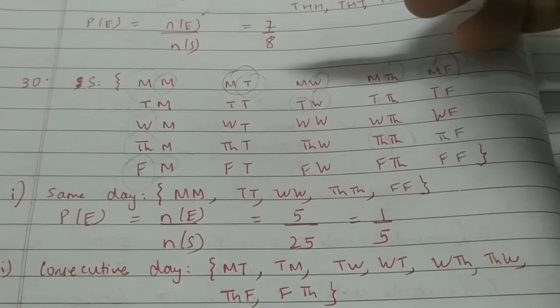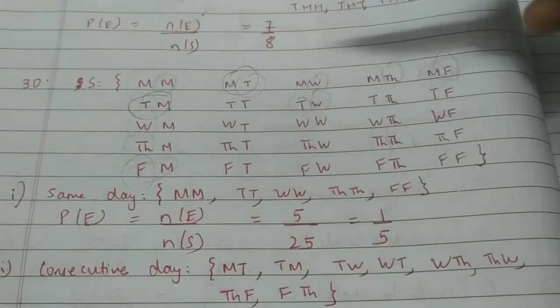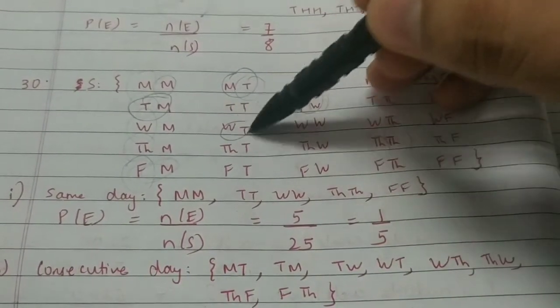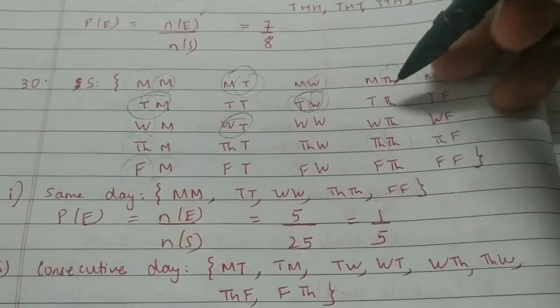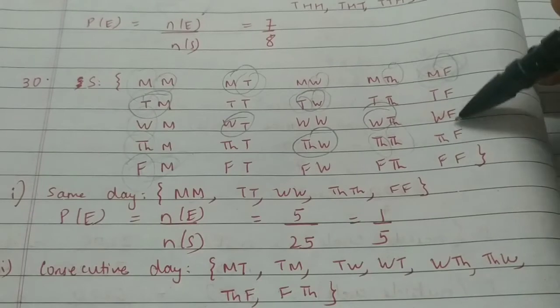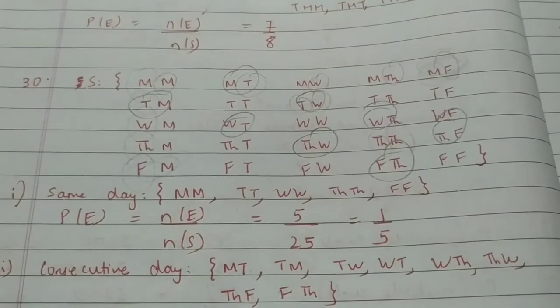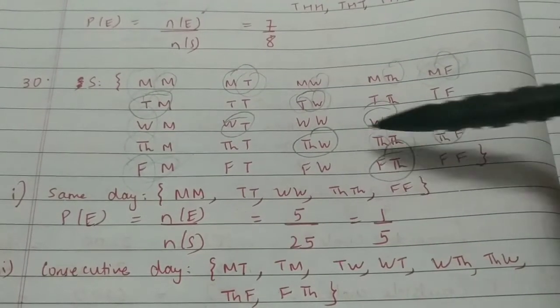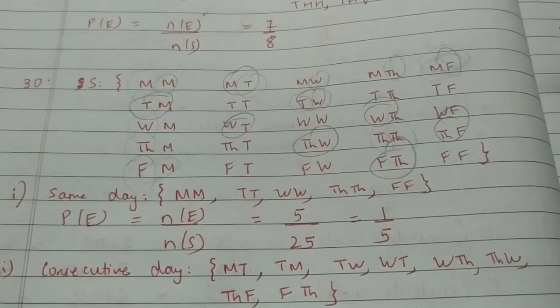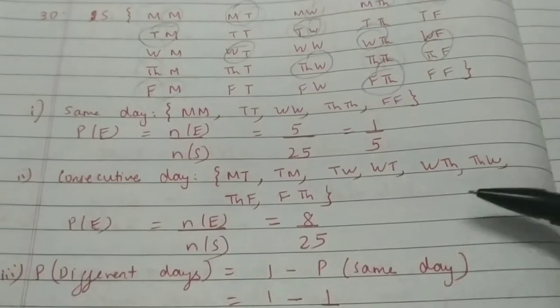Monday, Tuesday, Tuesday, Monday. Then Tuesday, Wednesday, Wednesday, Tuesday. Then Wednesday, Thursday, Thursday, Wednesday. Then Thursday, Friday, Friday, Thursday. So 1, 2, 3, 4, 5, 6, 7, 8. So 8 upon 25 is the answer.